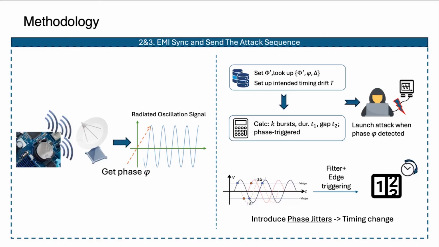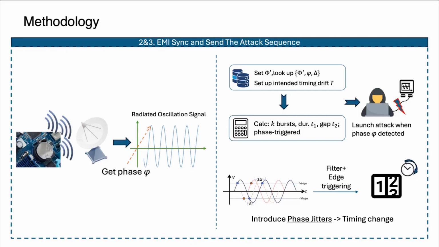Since one burst advances the clock by roughly delta over 2 pi f0 seconds, we may choose K approximately as T multiplied by 2 pi f0 over delta. Then, when the measured phi enters our launch window, we transmit the burst with the required initial phase. After each burst, we repeat the closed loop to stay aligned.